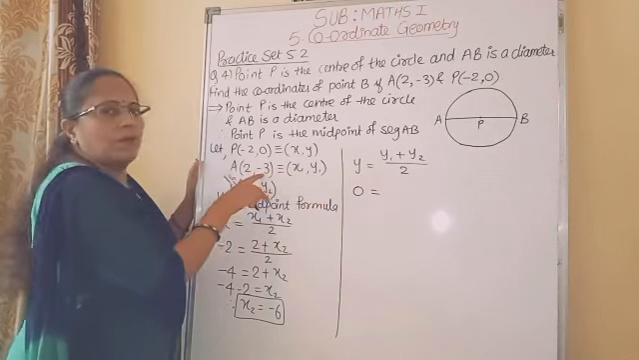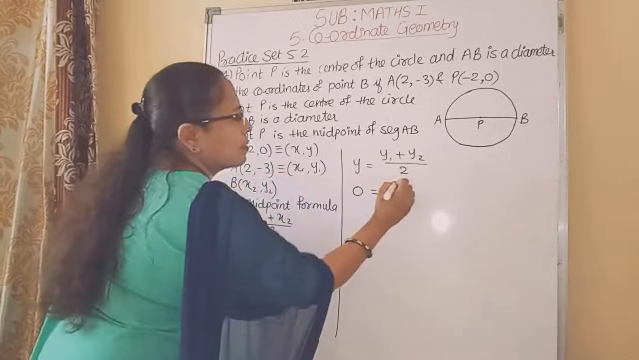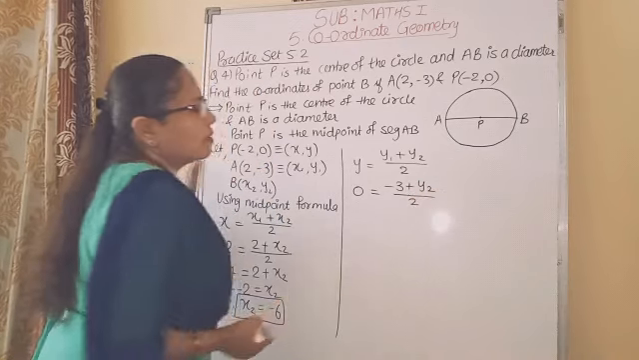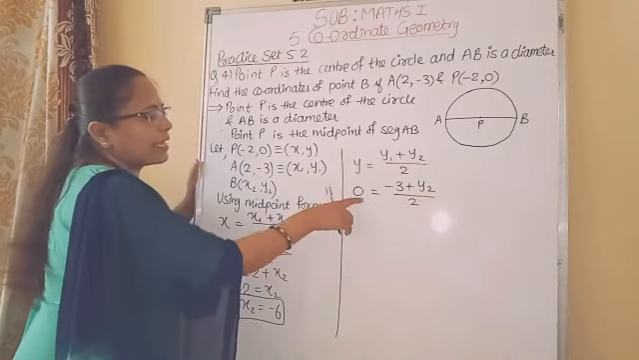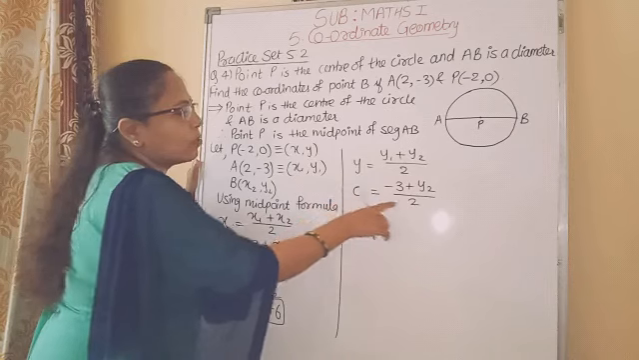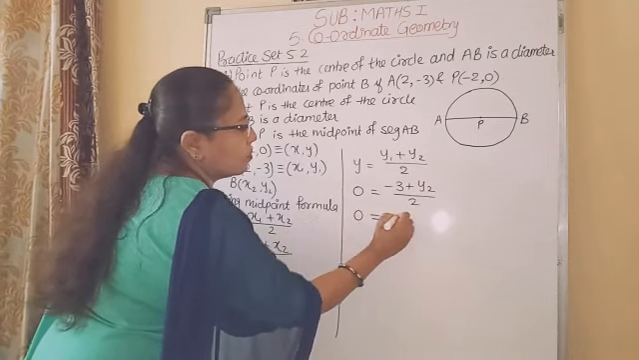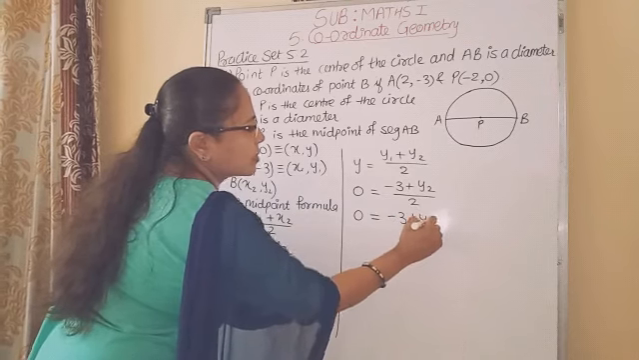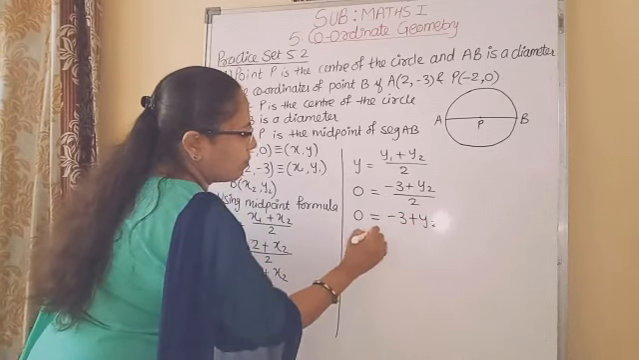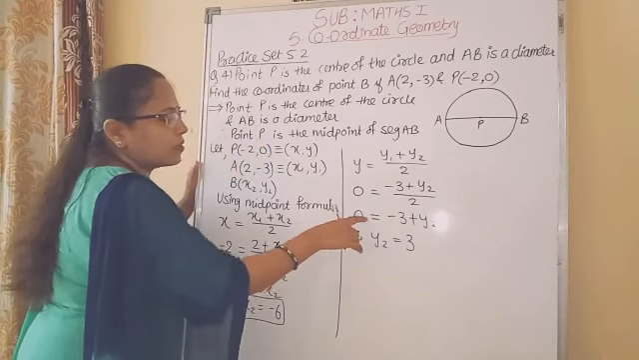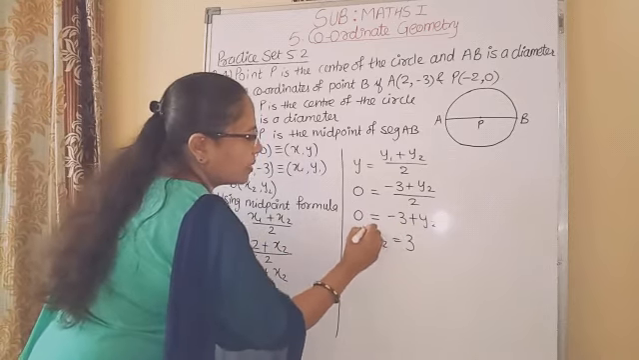y1 equal to minus 3 plus y2, we have to find y2. Now take 2 on this side, it gets multiplied. 0 multiplied by 2, 0 equal to minus 3 plus y2. Therefore, y2 is equal to 3. Take minus 3 on this side, it becomes plus 3.